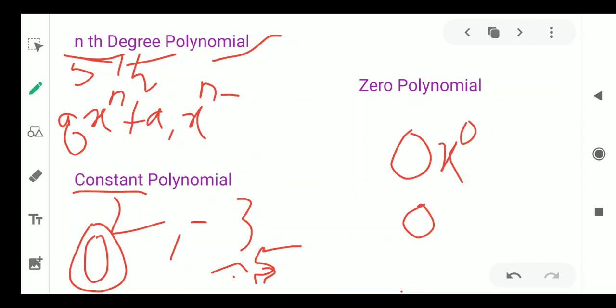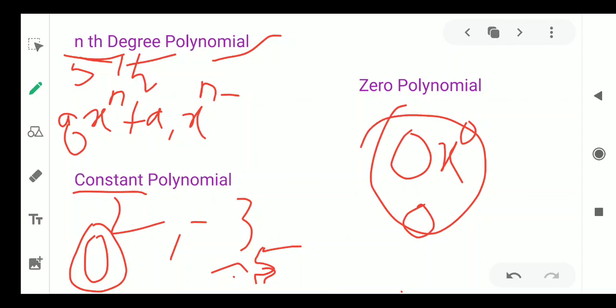Now, what is the degree of the zero polynomial? We can't define it. The degree of the zero polynomial is not defined. But the degree of a constant polynomial is 0. Don't confuse them here. So the degree of the zero polynomial is not defined, and the degree of a constant polynomial is 0.